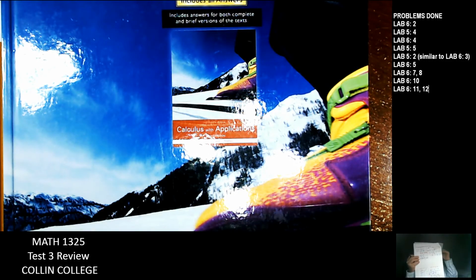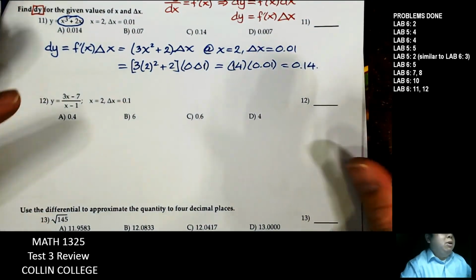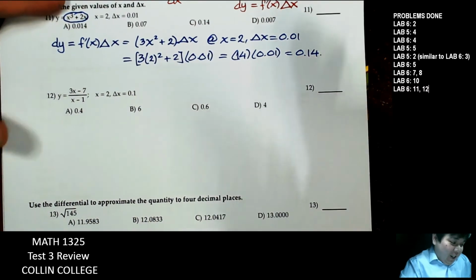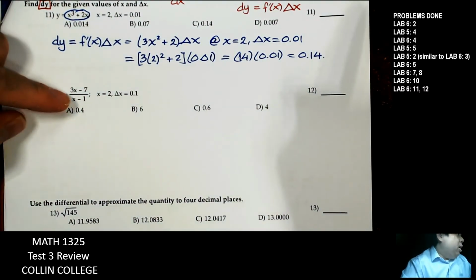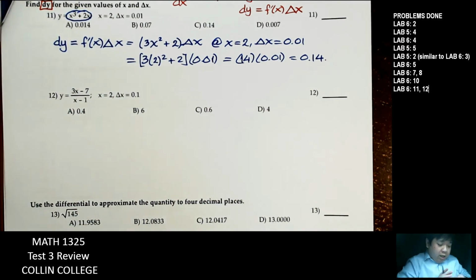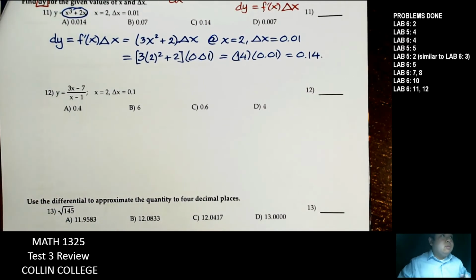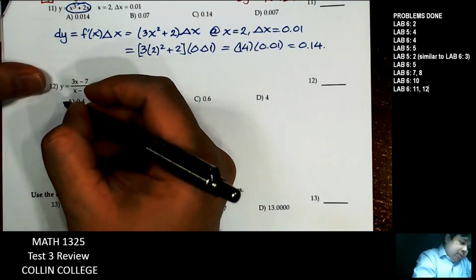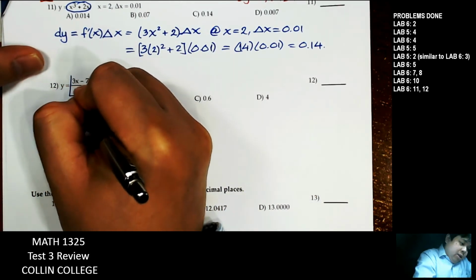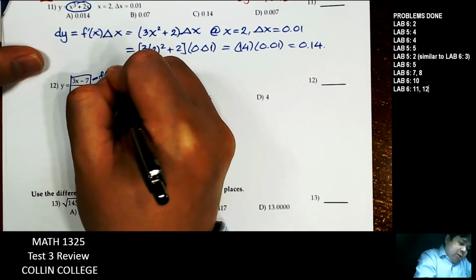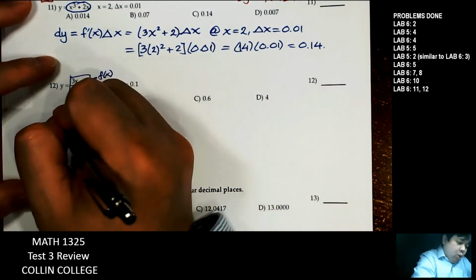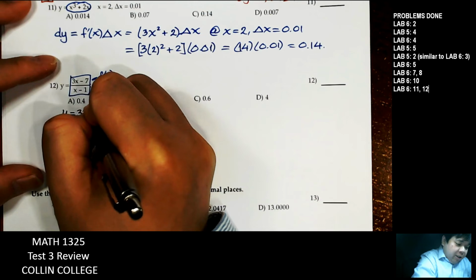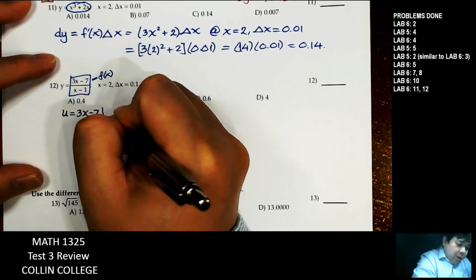So we just substitute in here: 3 times 2 squared plus 2, times delta x. So whatever it equals to, 12, 14, 0.14. Is that C? So that's pretty much it. Just check, guys.